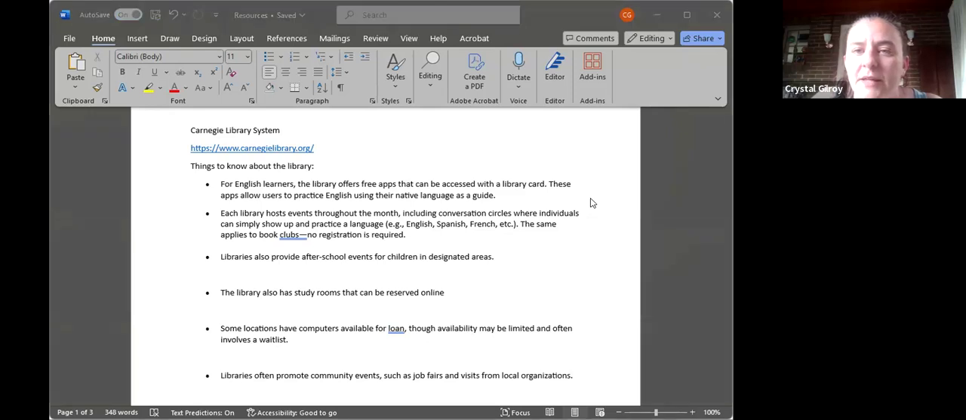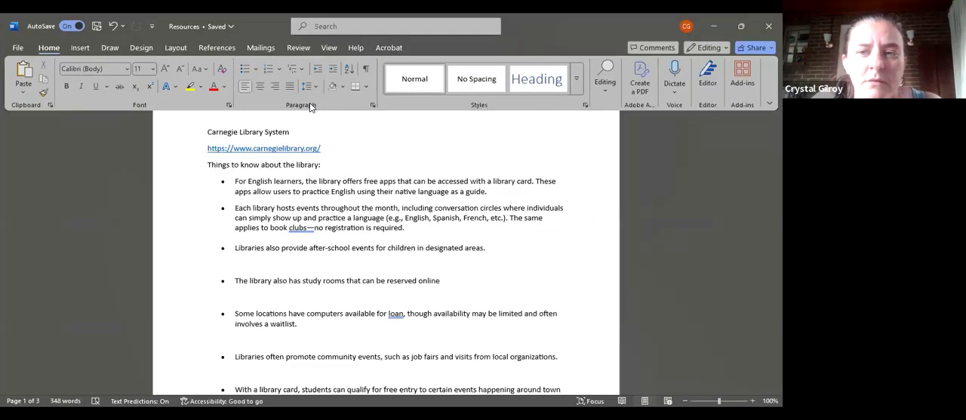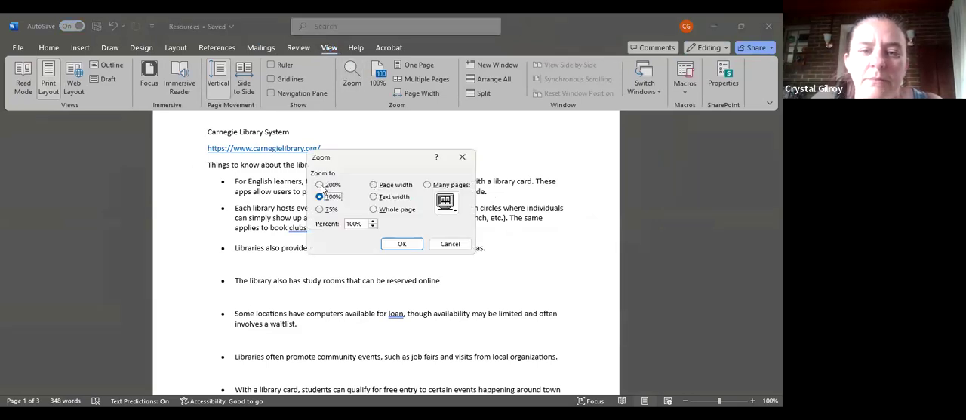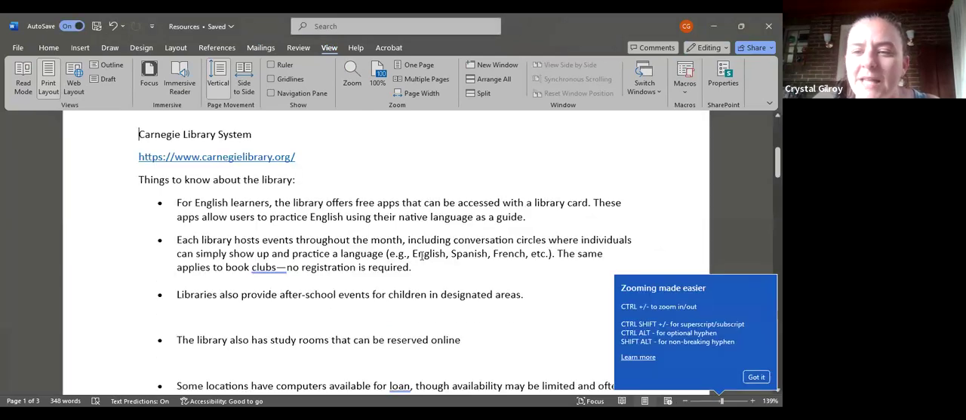Oh, please make the slide larger. Okay, I'm going to zoom in a little bit. I didn't do a slide. It's just a Word doc because I'm going to print it into a PDF later. All right, is that a little bit easier to see?